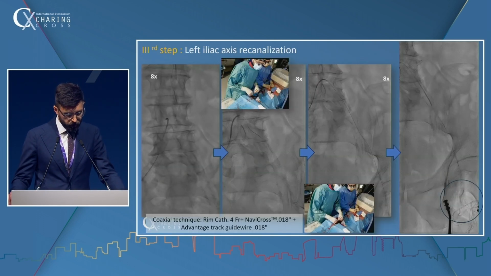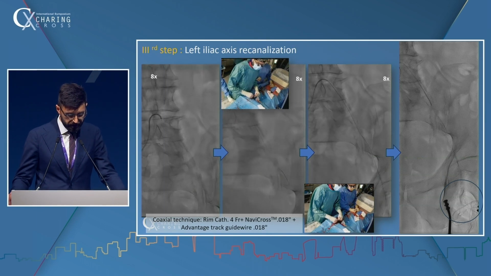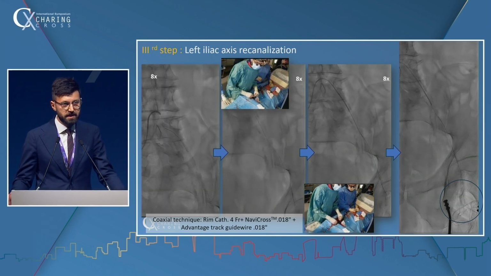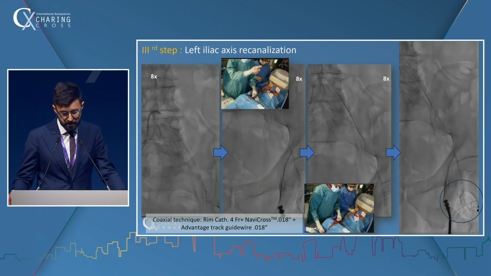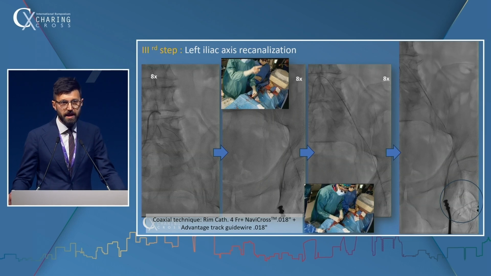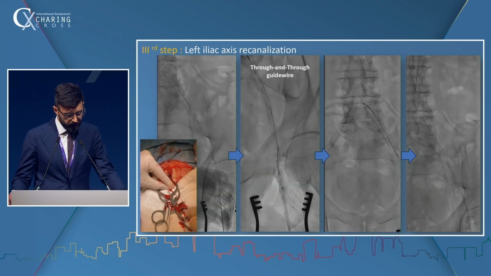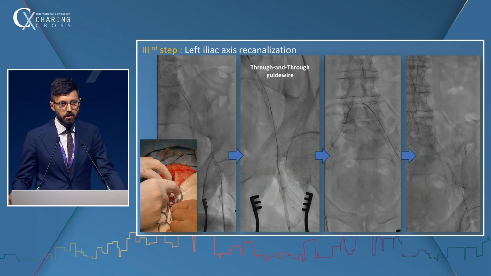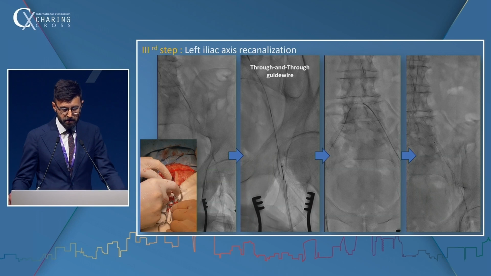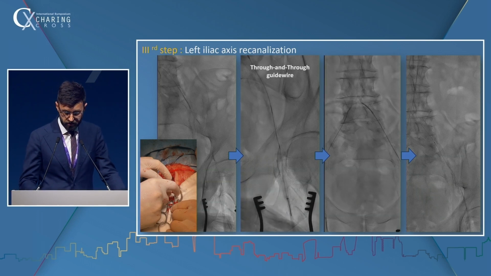The procedure proceeds with an up-and-over approach from right to left and a recanalization with a coaxial technique with a 4 French catheter and a .018 supportive Navicross inside the occluded axis in order to re-enter just at the level of the common femoral artery that is already exposed and repaired with the patch. At this moment, we easily establish a true-to-true femoral-femoral guidewire system in order to advance from both sides of the catheter and to re-enter the lumen of the aorta, having 2 guidewires, one from each side.